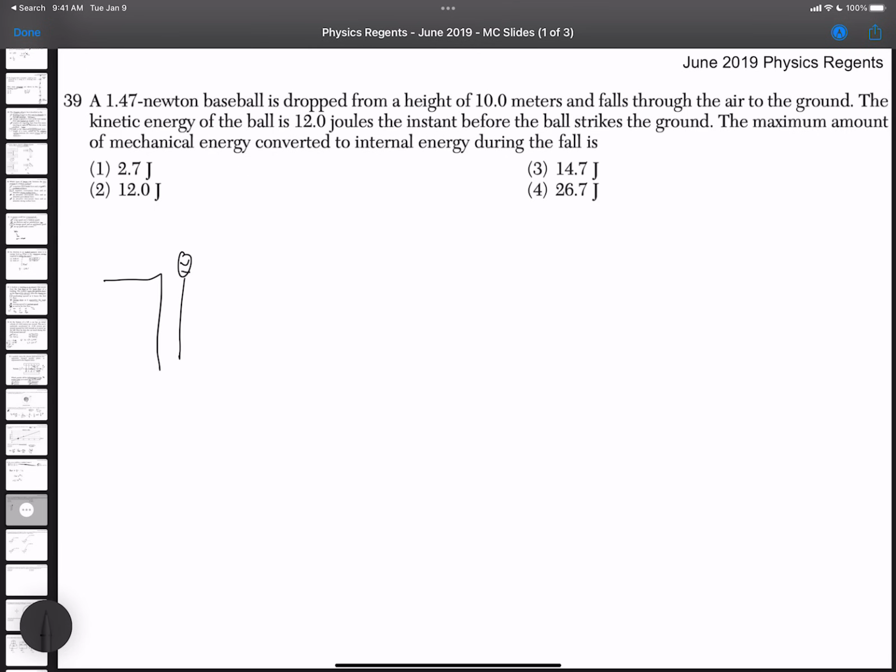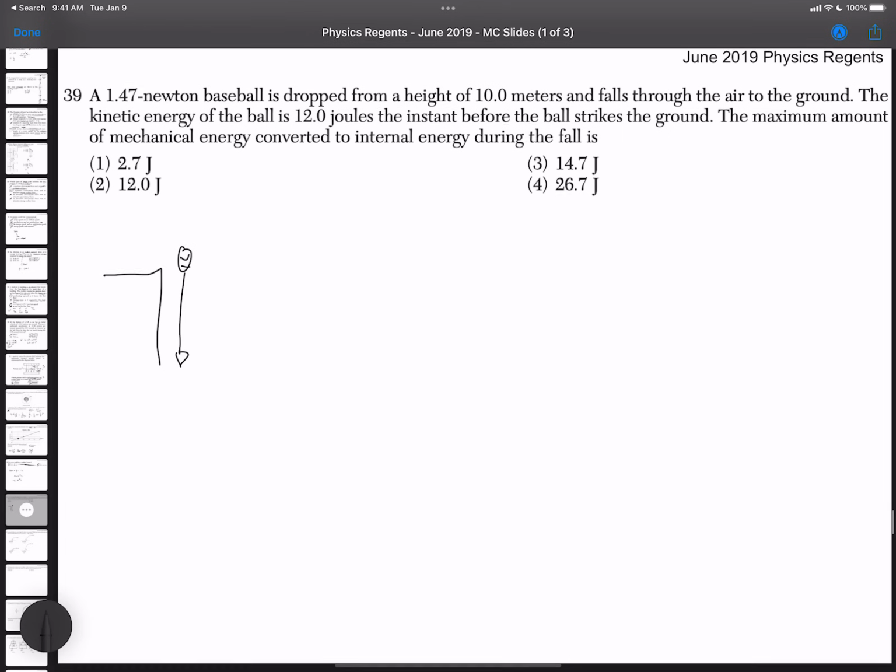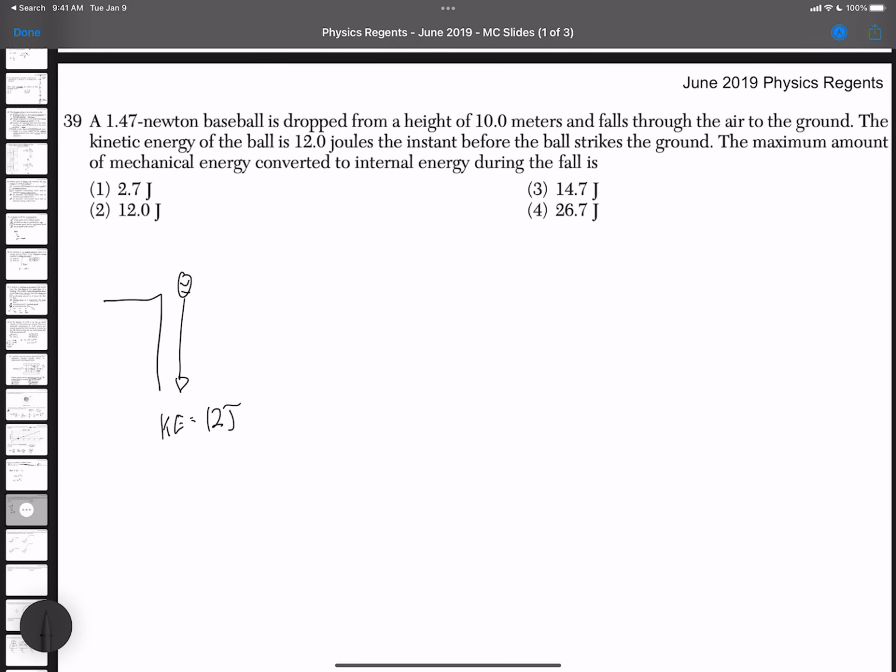All right, so a 1.47 Newton baseball is dropped from a height of 10 meters and falls through the air to the ground. The kinetic energy of the ball is 12 joules at the instant before the ball strikes the ground. The maximum amount of mechanical energy converted to internal energy during the fall is.